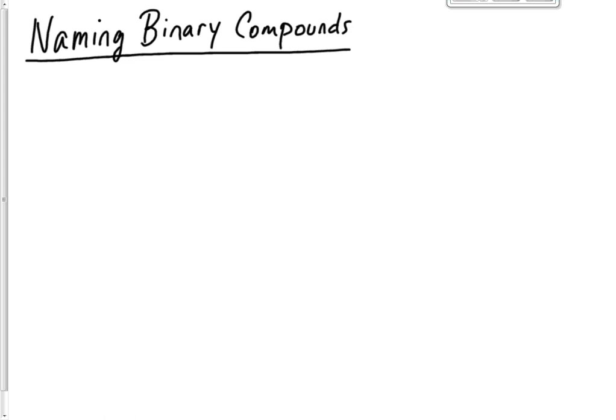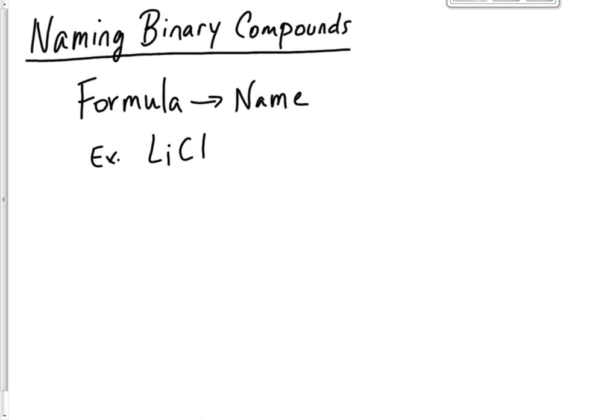Okay, so we're going to talk about naming binary compounds. Binary just means that there are two elements or two atoms there. So really, we're going to go from formula to name first, and then we're going to take the name and create the formula. All right, so our first example here, we're going to take LiCl.